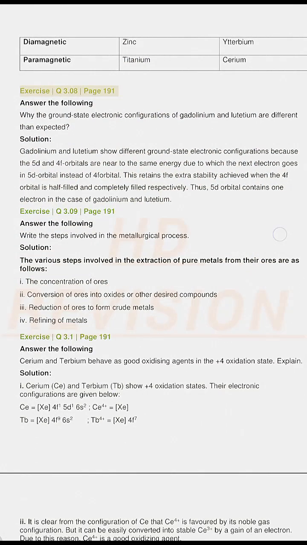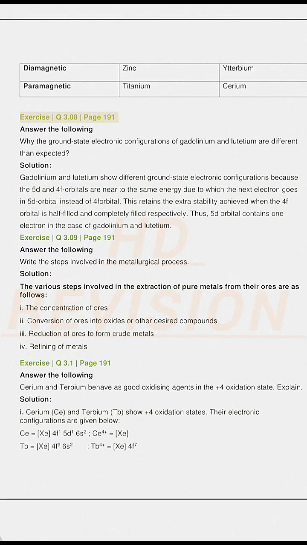Exercise Q 3.08, page 191. Answer the following. Why are the ground state electronic configurations of gadolinium and lutetium different than expected?